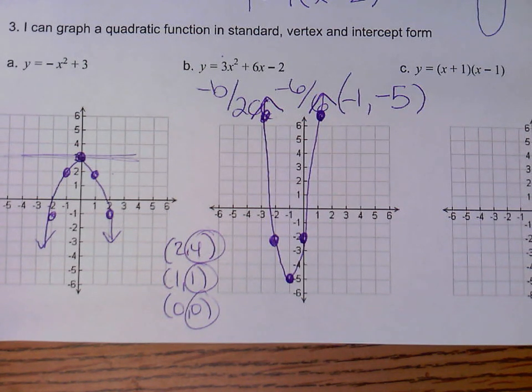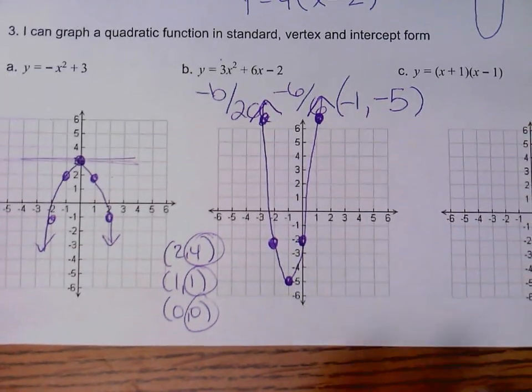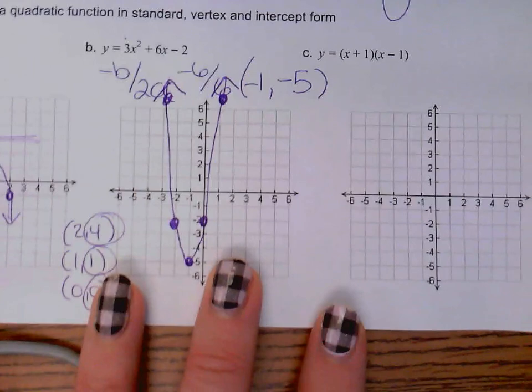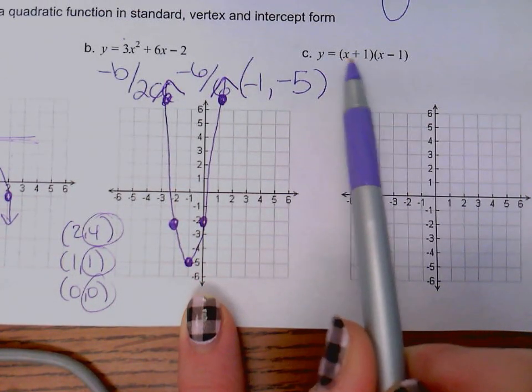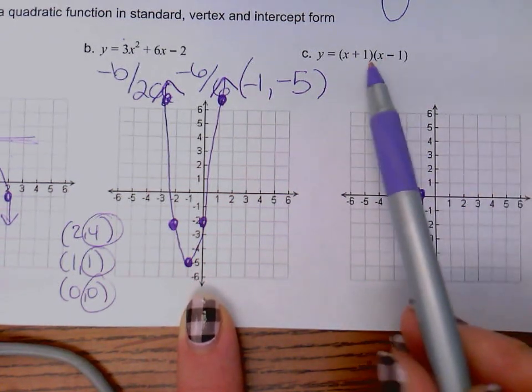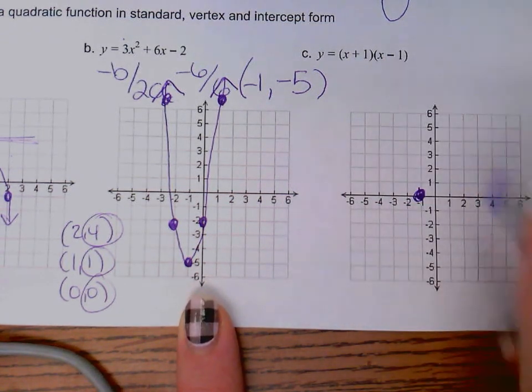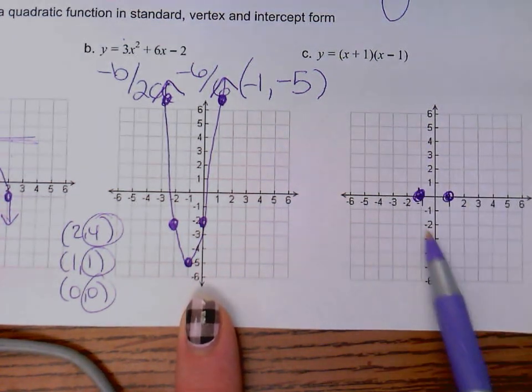And the last one was called intercept form. But if you don't like intercept form, you can multiply it out and just make it standard form. I'm just going to show you intercept form in case you like that. So this is a factor, so it has an intercept at negative 1. And this is another factor, so this would have an x-intercept at positive 1. And my a value is 1. So this is going to be a concave up parabola.